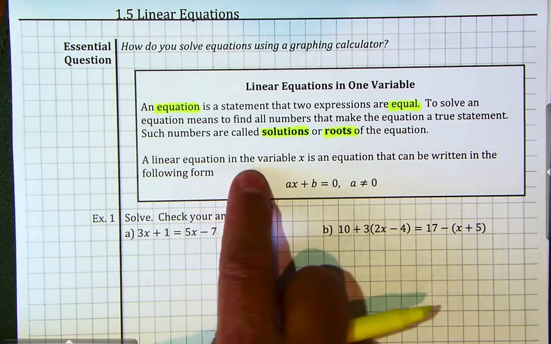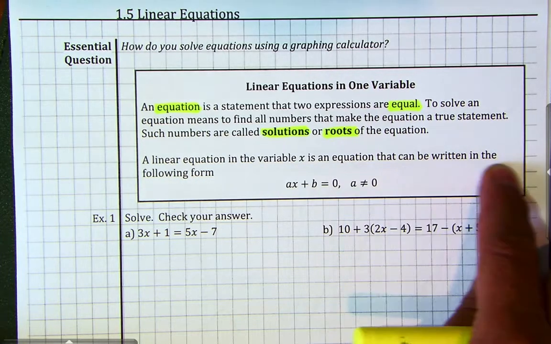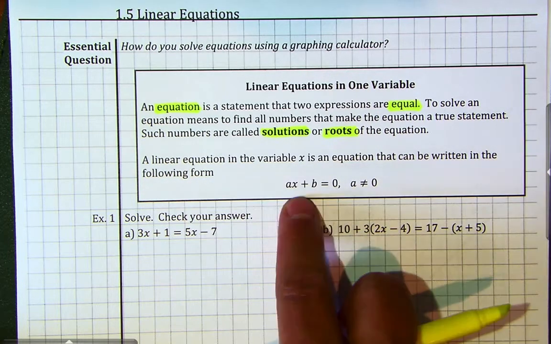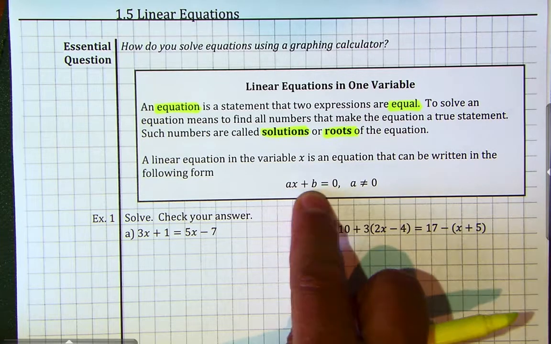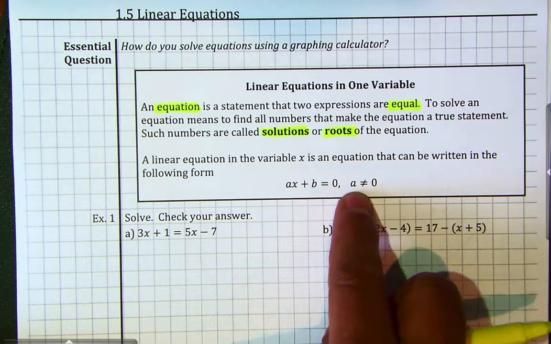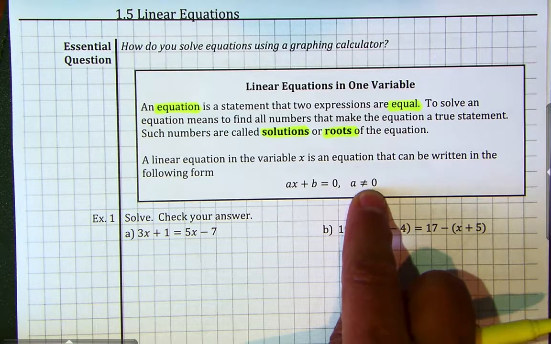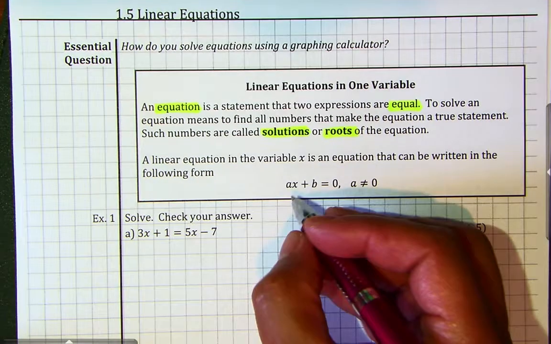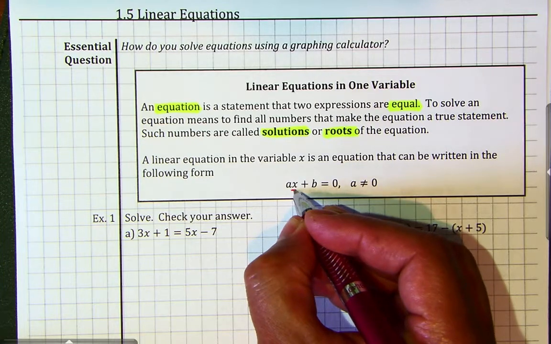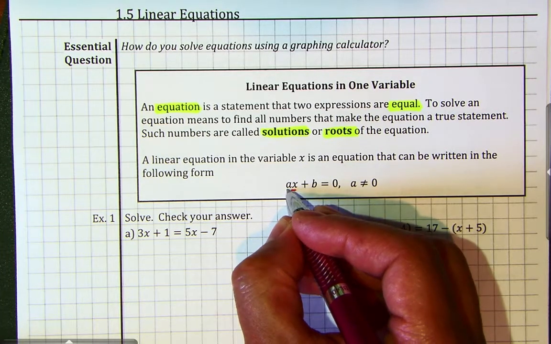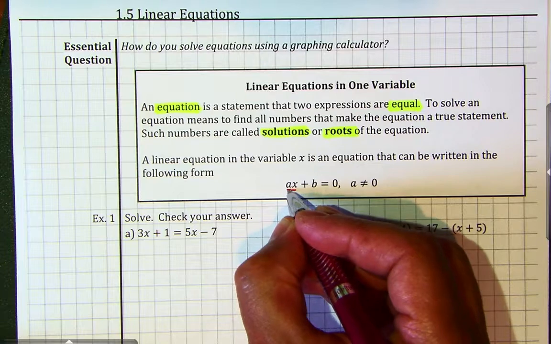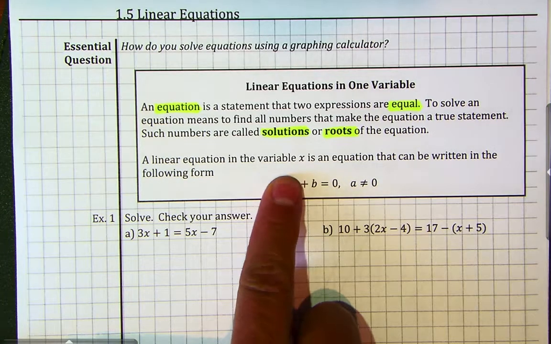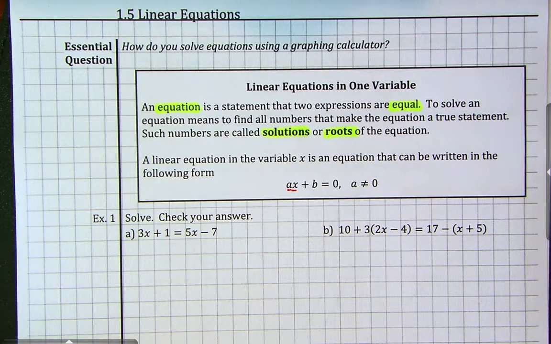A linear equation in the variable x is an equation that can be written in the following form: ax plus b equals 0, where a cannot be equal to 0. So that is the question: why is a not equal to 0? In this case, x is your variable, and it has a coefficient of a. Therefore, if a is 0, this term disappears and we no longer have a variable. But let's go and start with problem number 1.